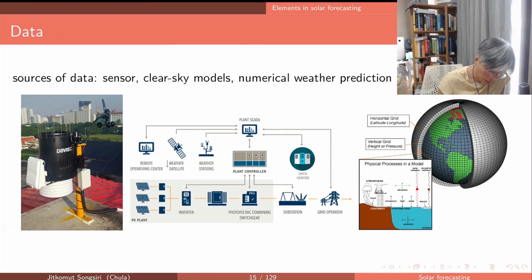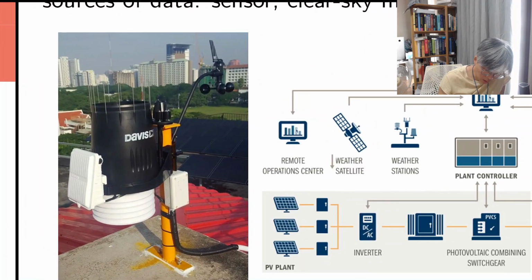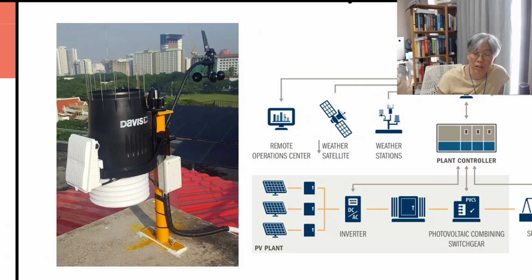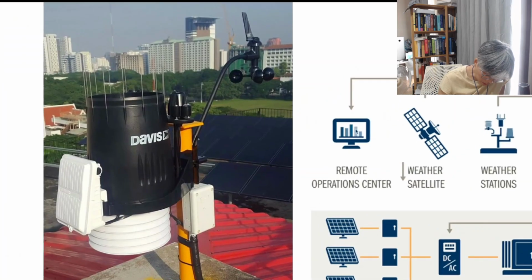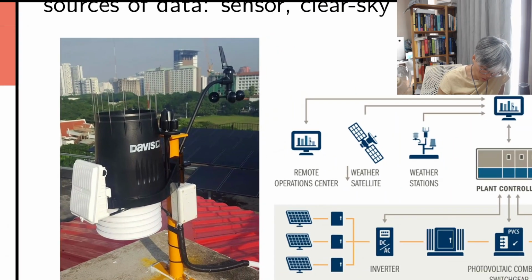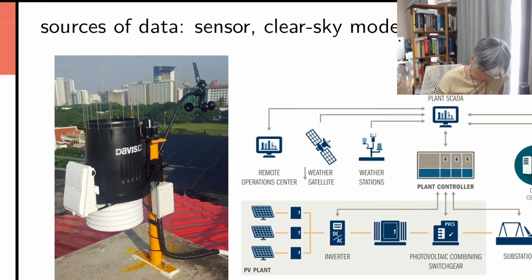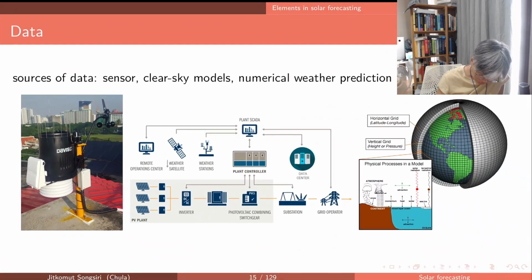For the source of data, we have sensor data, we have a mathematical model that calculates the clear sky irradiance. We also rely on using the weather forecast from NWP. Okay, this figure is a weather station on the rooftop of the EE building. So this is a sensor of wind speed. I think it's behind this, we have an irradiance sensor, and there is also a temperature sensor as well.